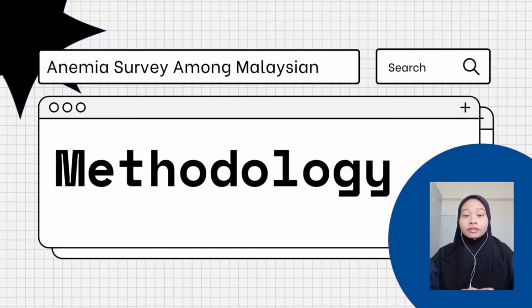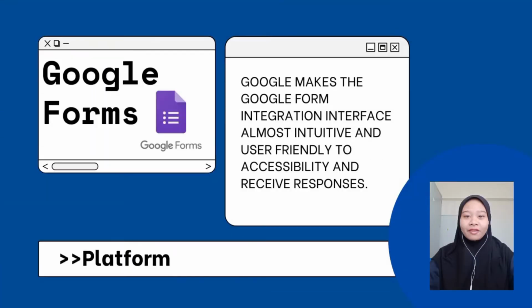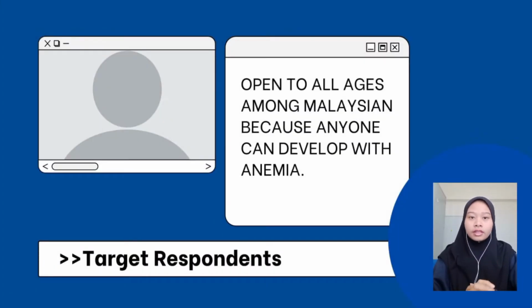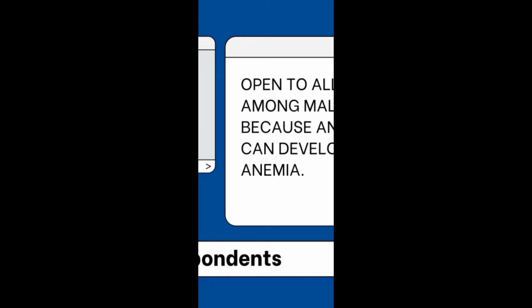Because of the COVID-19 crisis since 2019, for the methodology, we use an online platform, which is Google Form, to conduct this anemia survey among Malaysians. What is good is that Google makes the Google Form interface almost intuitive and user-friendly to access and receive responses. The respondents in this survey are open to all ages among Malaysians because anyone can develop anemia.